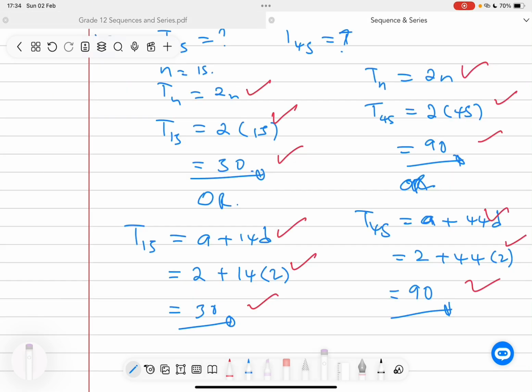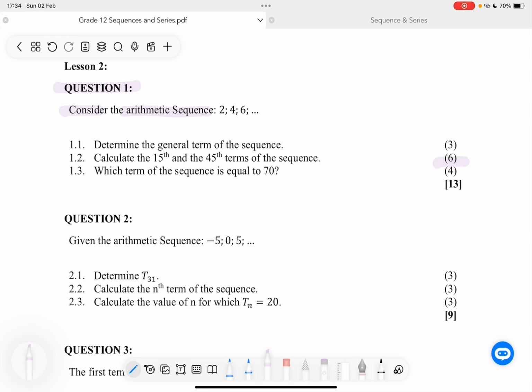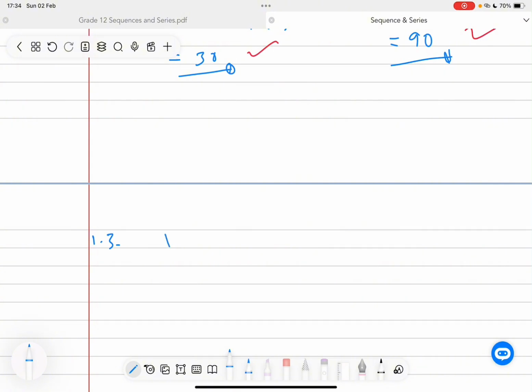1.3, the question says to us: which term of the sequence is equal to 70? So what we're saying here is that if we have a term in this sequence and that term is equal to 70, right? What is n? Which term is that? What is the number of terms? Remember we said n represents the number of terms. It's the one that helps us to know the position of the terms in the sequence. So we want to know that if our term is 70, at what position is it sitting? If we count the terms, where is it sitting?